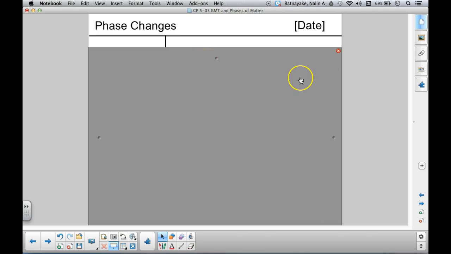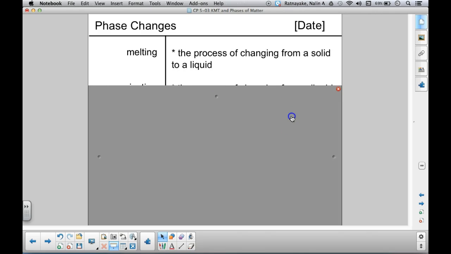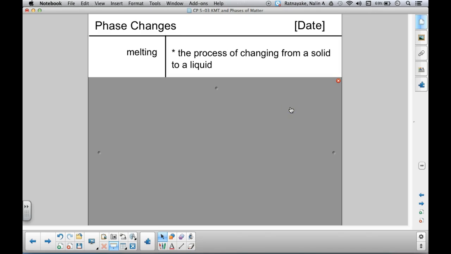Let's give ourselves some terminology that will help us describe specific phase changes that we're going to see on heating curves, as well as in labs and demonstrations in class. So the first one we're going to call melting. And melting is the process of changing from a solid to a liquid.